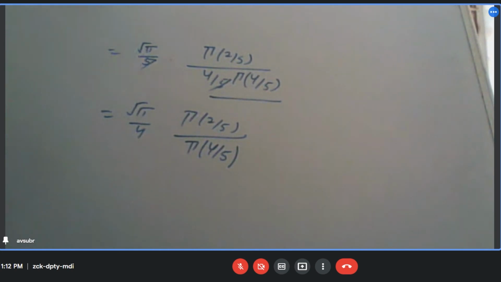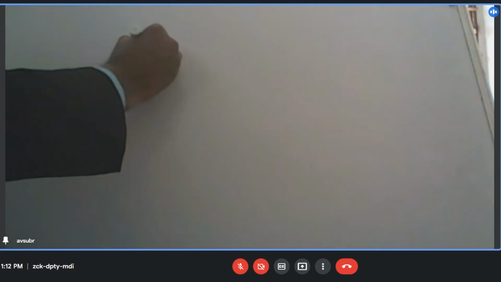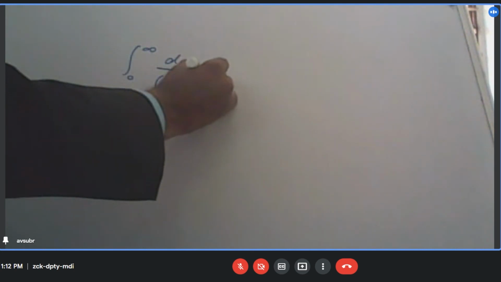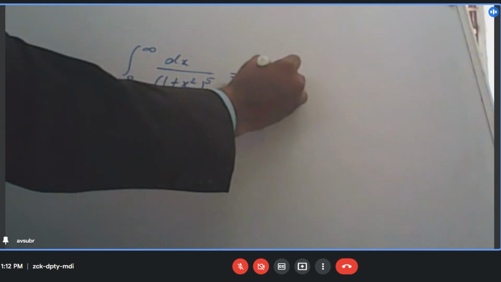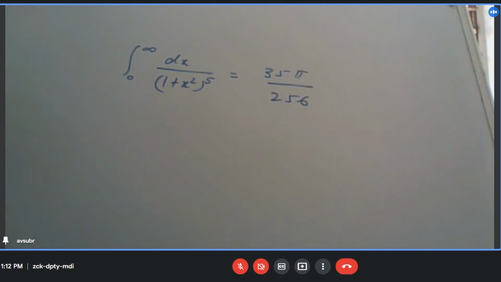So now let us look at another problem. That we have integral 0 to infinity dx by (1 plus x square) to the power 5. We have to prove that it is equal to 35 pi by 256. Tell me how should we proceed? x स्क्वायर को t मान लेंगे सर.